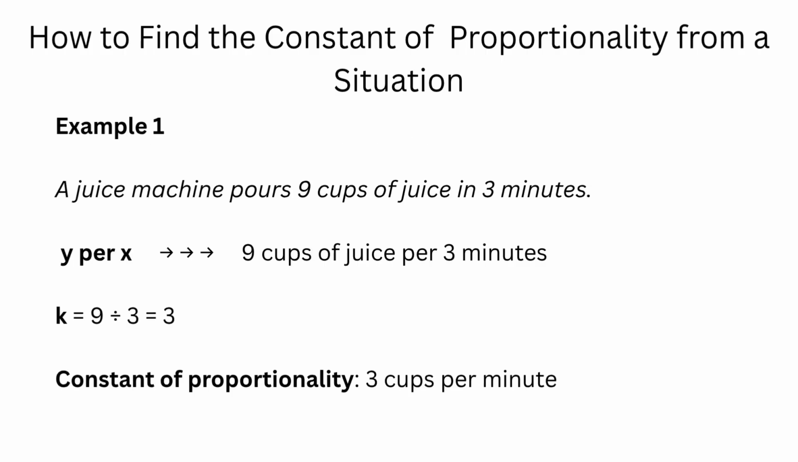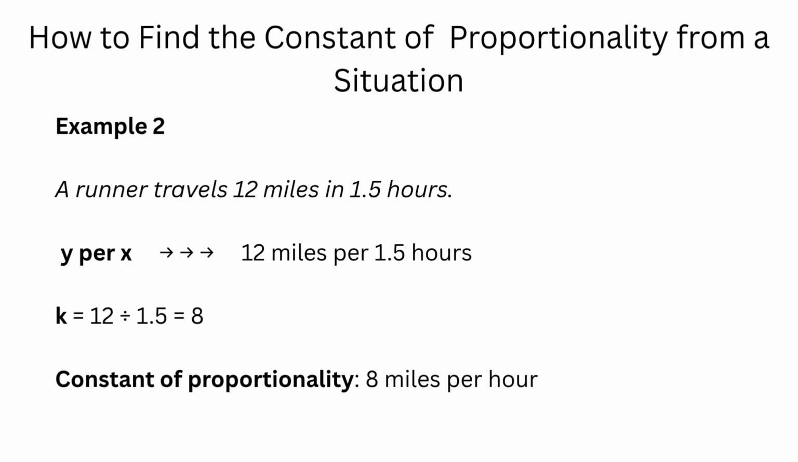Here's an example. A juice machine pours 9 cups of juice in 3 minutes. We divide 9 by 3 and we get 3. So K equals 3. That means the machine pours 3 cups per minute. Here's another one. A runner travels 12 miles in 1.5 hours. We divide 12 by 1.5 and get 8. So K equals 8, meaning the runner goes 8 miles per hour.